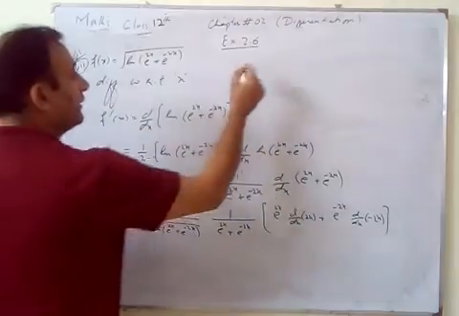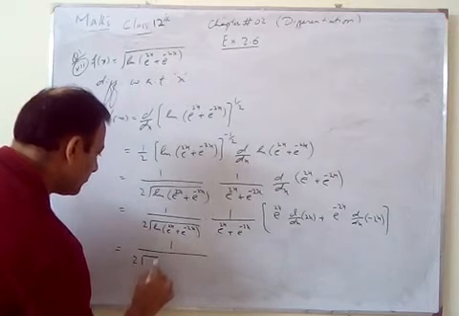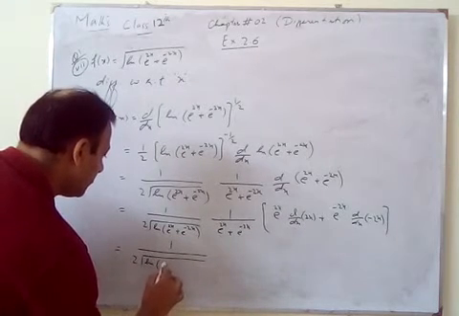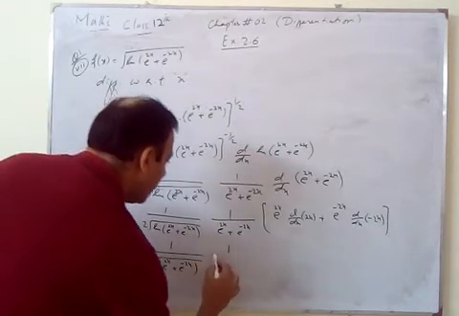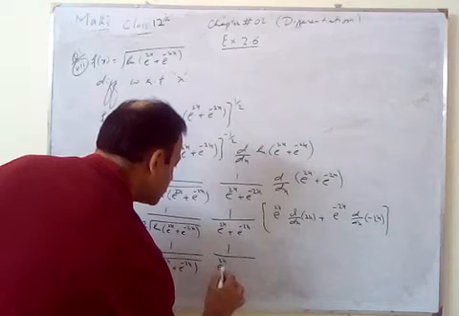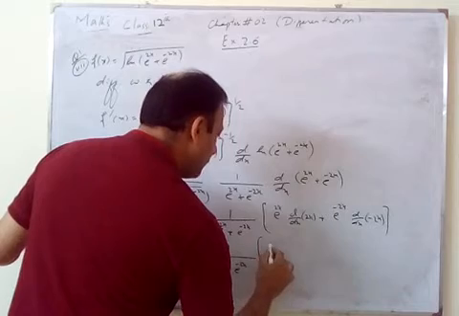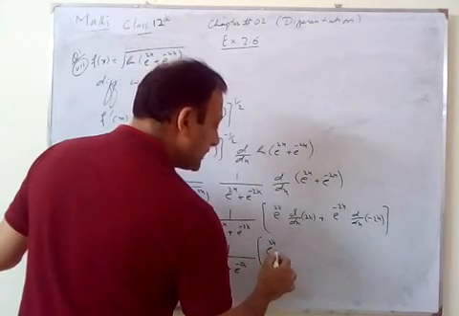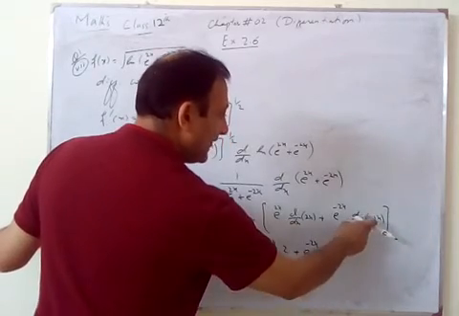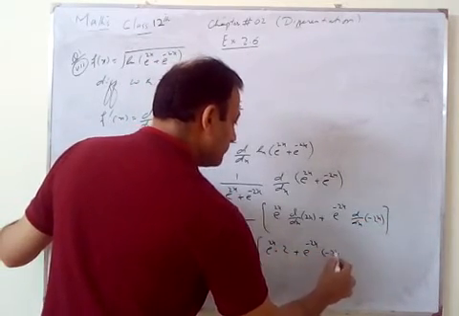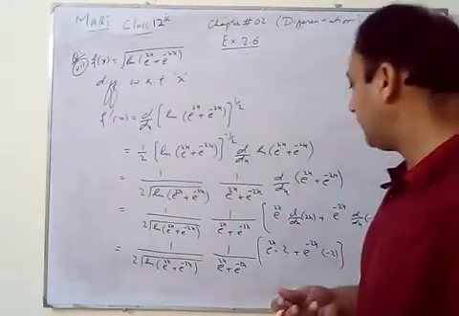If I differentiate it here, 1 by 2 log(e^2x + e^-2x) into 1 over (e^2x + e^-2x) into e^2x into the derivative of 2x, which is 2, plus e^-2x into the derivative of minus 2x, which is minus 2. So 2 is common, so we take it out and simplify the value.